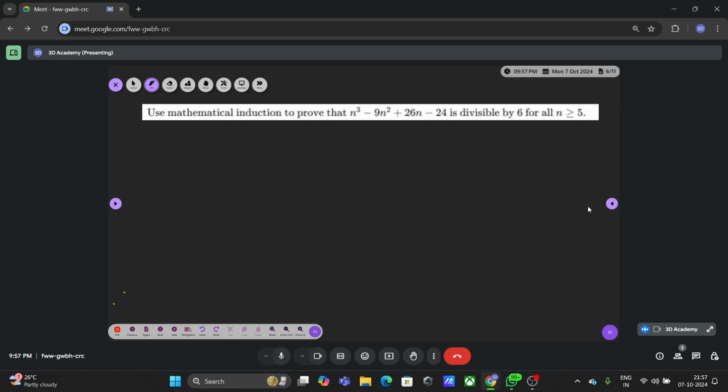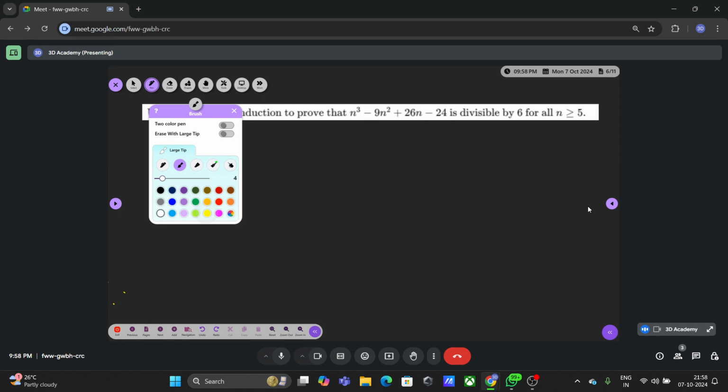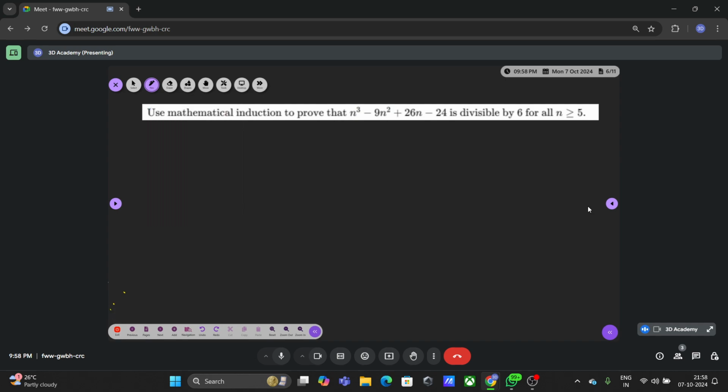So the very first step you need to keep in mind is whatever condition is given in the question. Here they have written the question: use mathematical induction to prove that this is divisible by 6 for all n greater than or equal to 5. See, here they have mentioned the condition n greater than or equal to 5. Sometimes they will say n belongs to z plus, right? So whenever the condition is specified, we will start with that condition. The first step will always be whatever the condition is given. So here the condition is n greater than or equal to 5.